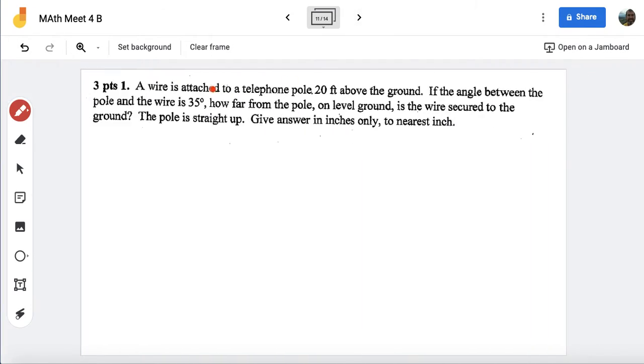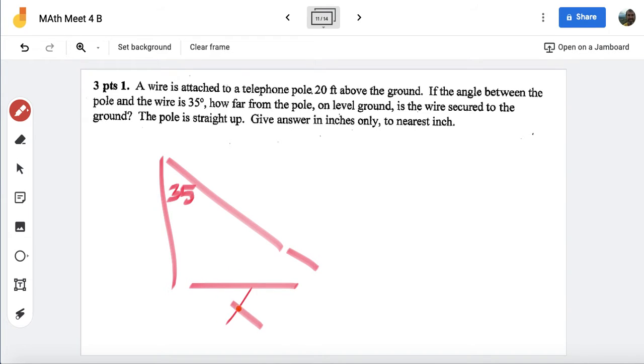A wire is attached to a telephone pole. What's this, the same problem, just different numbers? This one's now saying the angle between the pole and the wire is 35. How far from the pole on level ground is the wire secured? So they're asking, what's this length right here? We know this is 20 feet above the ground. I'm trying to solve for x. We always use the angle. This is 35 degrees. That's opposite, and that's adjacent. So this time I'm using tangent.